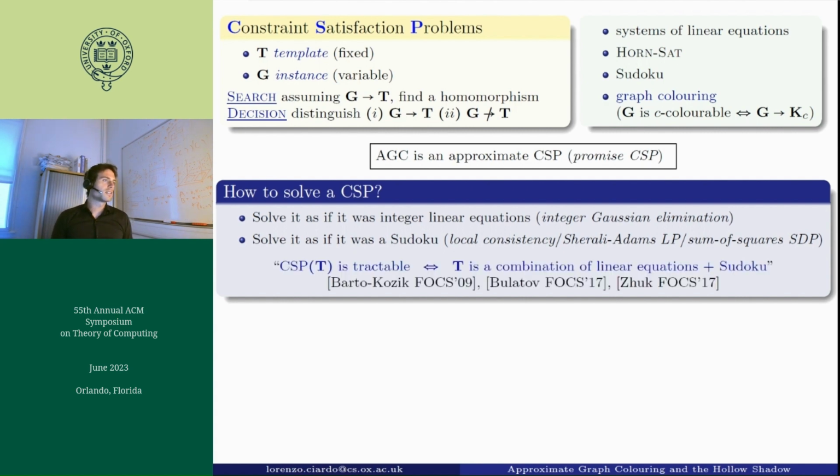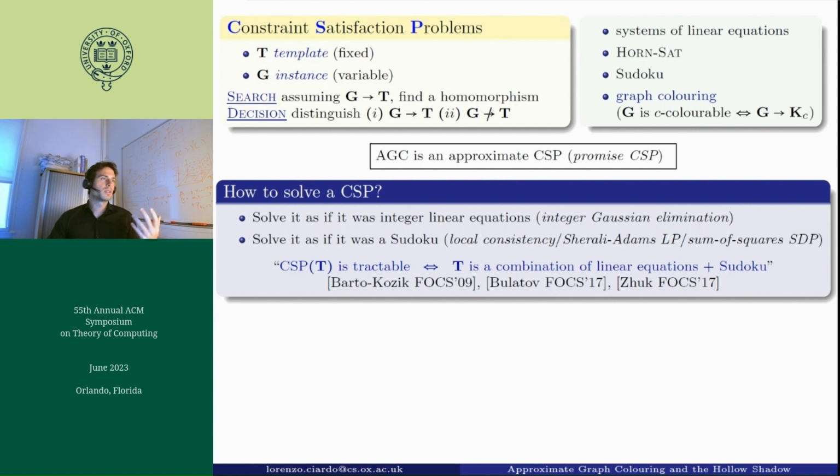All right, and it was shown by Barto and Kozik that if I have a tractable CSP that is not solvable by local consistency, then it can somehow simulate linear equations. And through the dichotomy theorem for CSPs proved independently by Bulatov and Zhuk, this, roughly speaking, means that a CSP is tractable if and only if it is some combination of linear equations plus Sudoku.